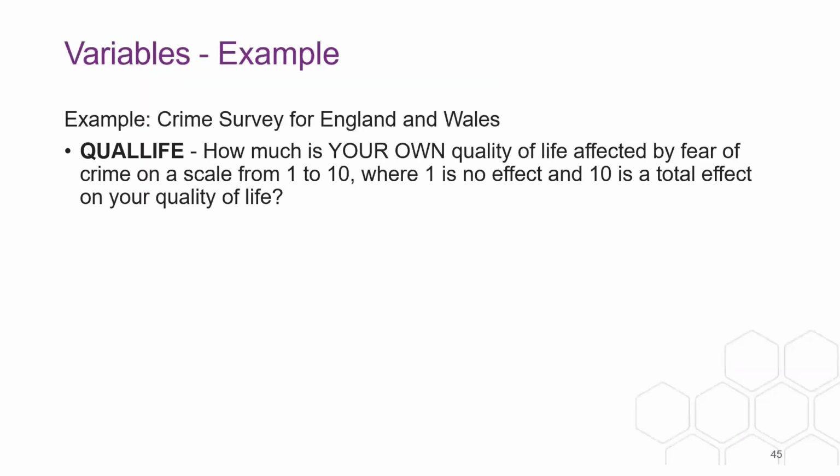So back to our variables, I can see that having a look in the code book, the Crime Survey for England and Wales has two variables that might measure our key concepts. So QUALLIFE, which is how is your quality of life affected by fear of crime, and the age of the respondent.